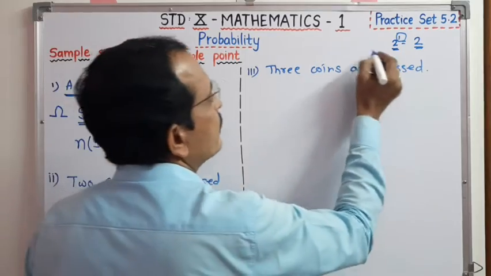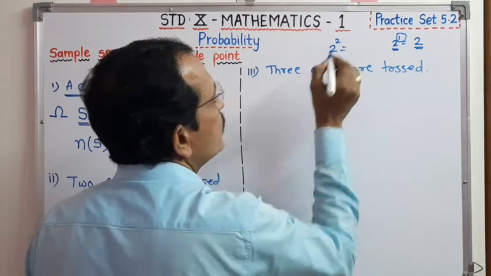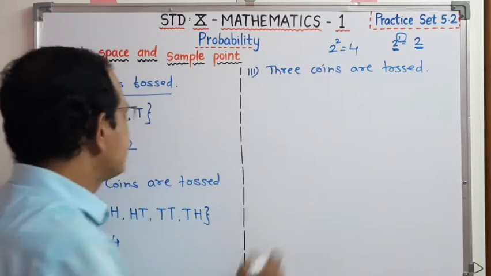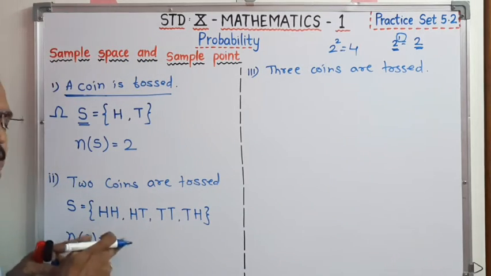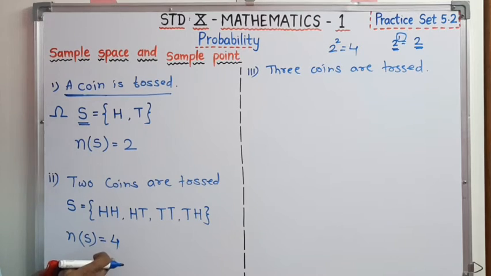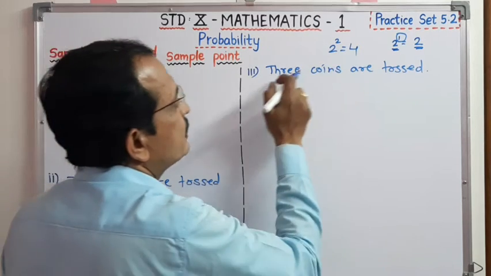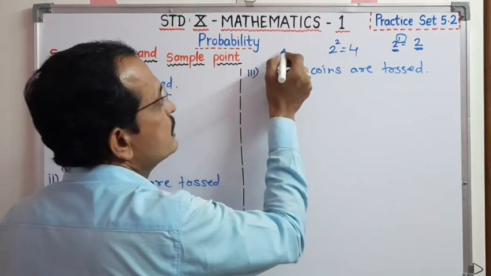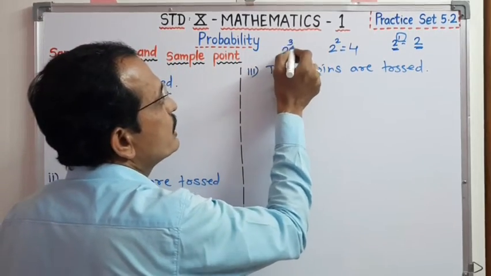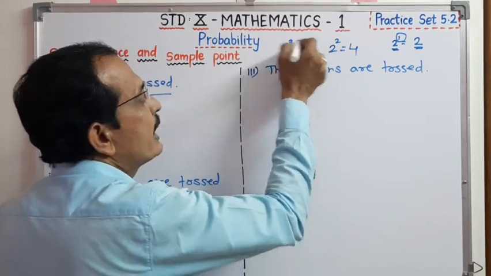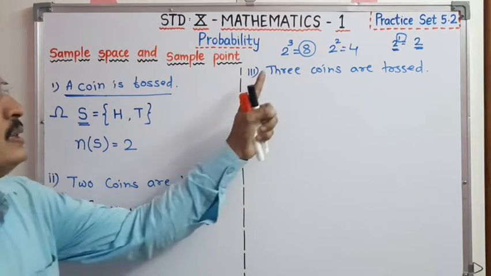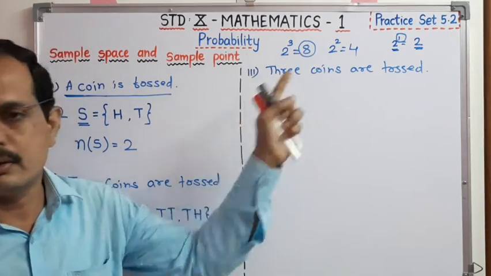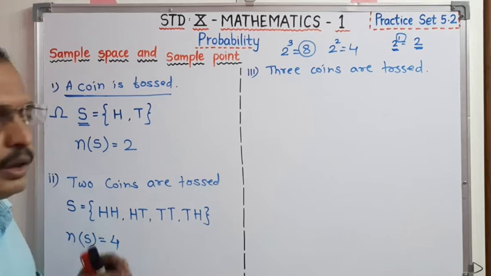That means when one coin is tossed, the number of sample points will be 2. If two coins are there, then we write 2 raised to 2, which is equal to 4. Therefore, when two coins are tossed, definitely the sample points will be 4. And now, 3 coins are tossed. The number of sample points is 2 raised to 3, which is equal to 8. That means while writing the sample space for the 3 coins, we must write 8 sample points. Got it? How to write?